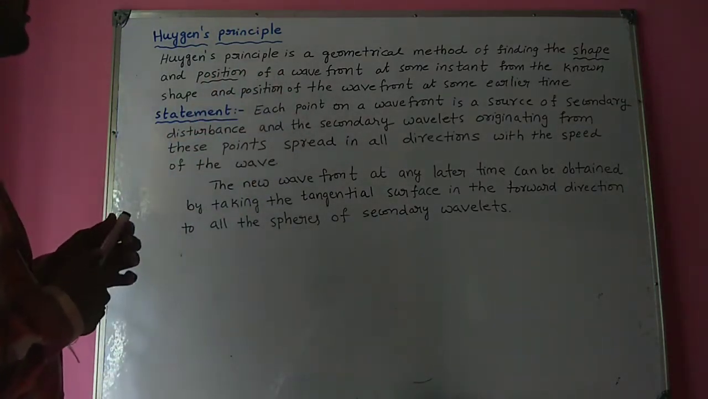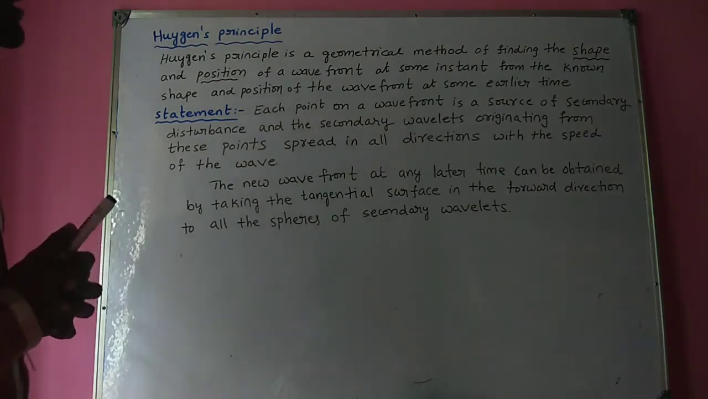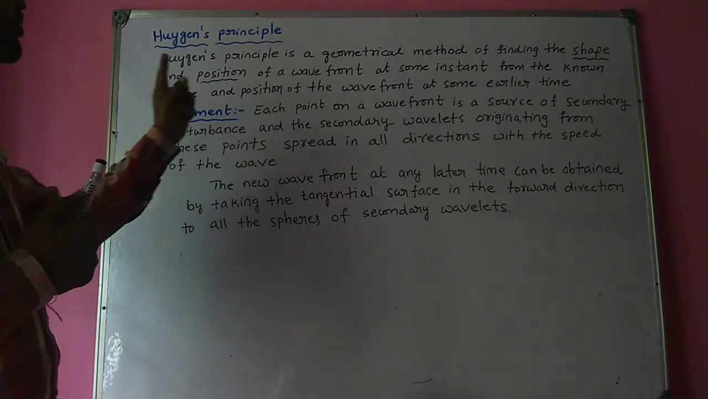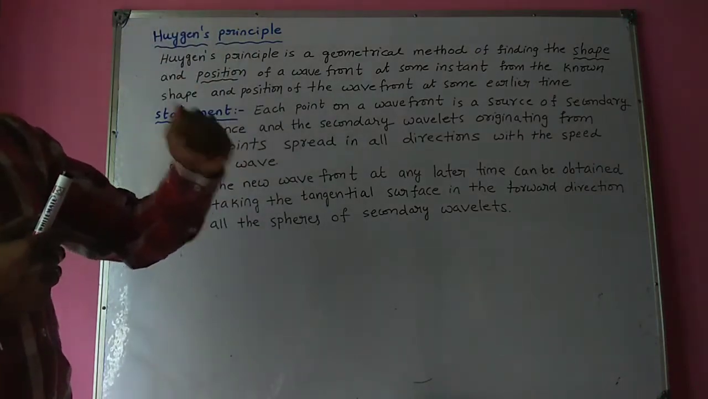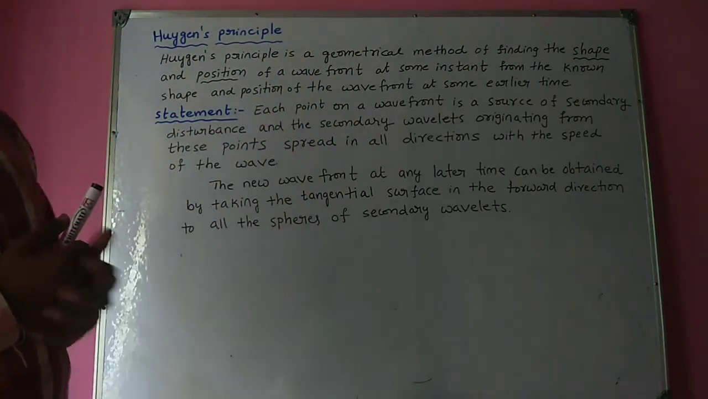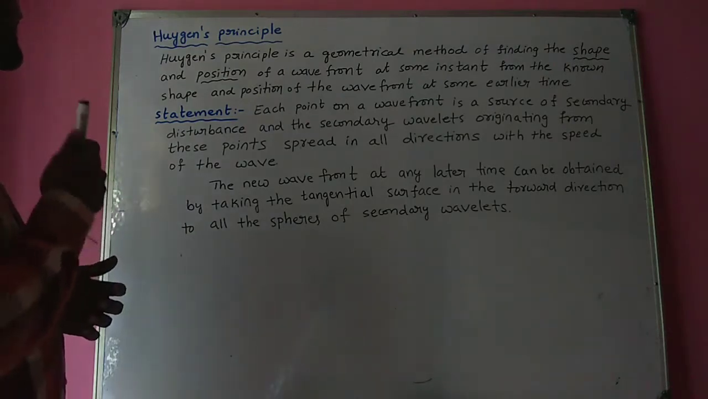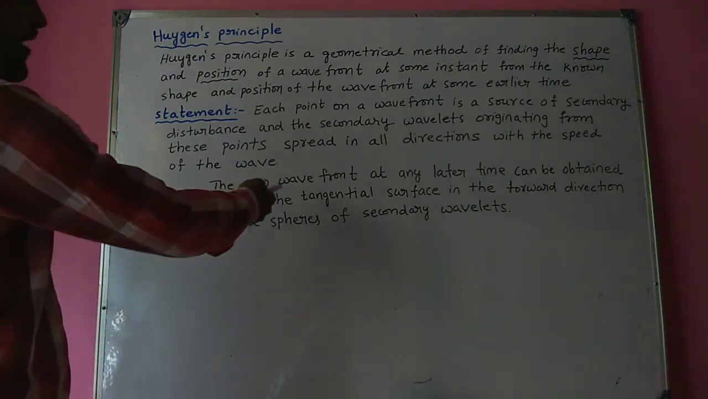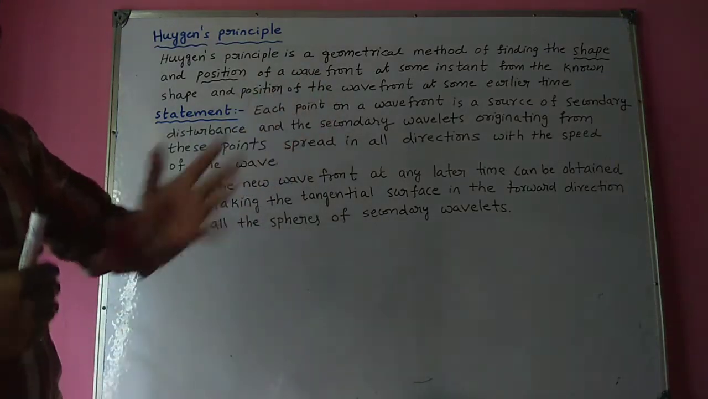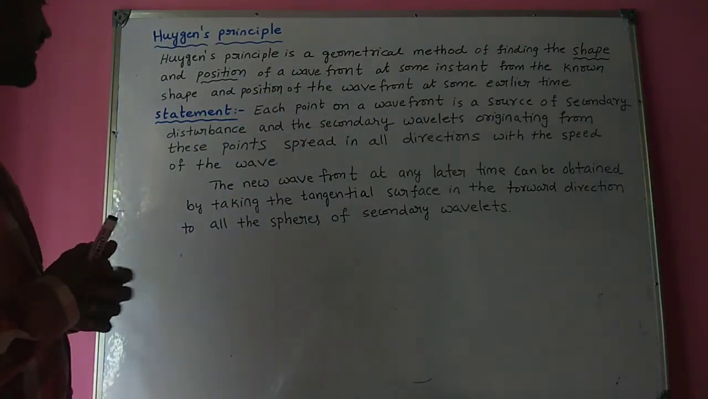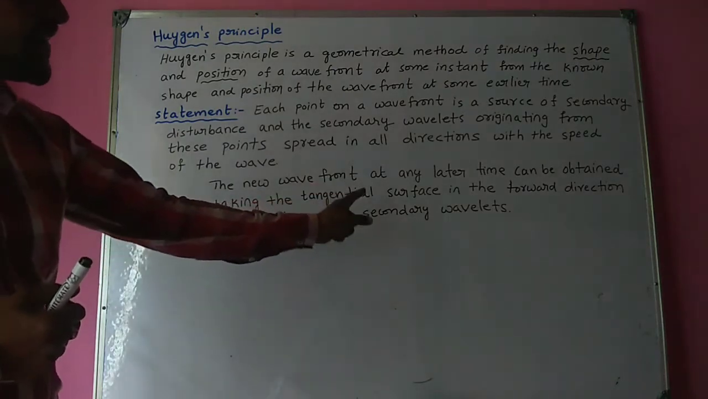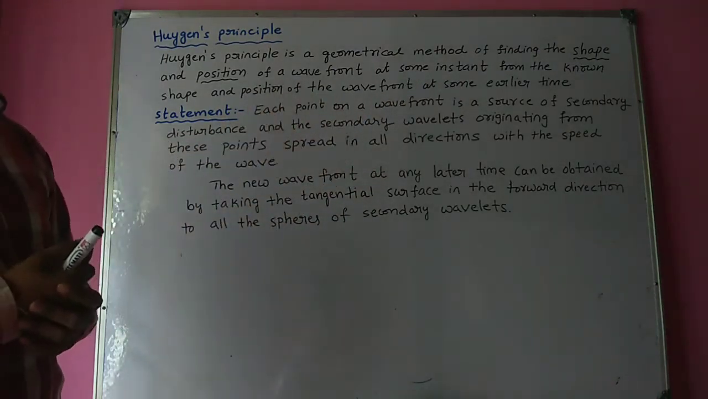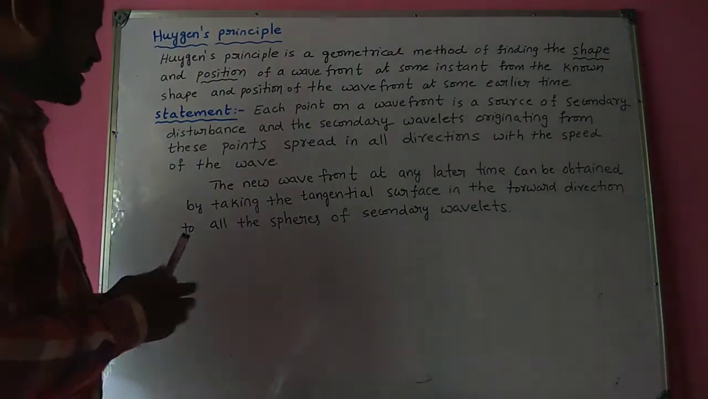So already we have discussed that this Huygens principle is used to find the shape and position of the wavefront at some instant of time. Then how to find the shape and position of the wavefront? The new wavefront at any later time can be obtained by taking the tangential surface in the forward direction to all the spheres of secondary wavelets. So let us discuss this point.